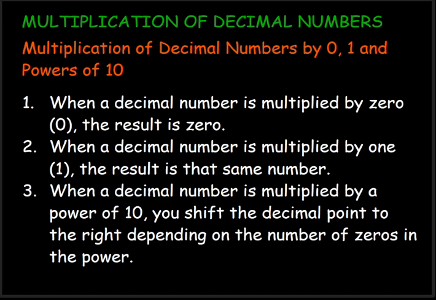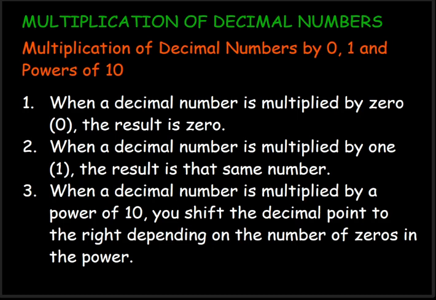Number 1, when a decimal number is multiplied by 0, the result is 0. I think that was the same thing we mentioned when we talked about whole numbers. Any number multiplied by 0 is 0. Number 2, when a decimal number is multiplied by 1, the result is that same number. That was the same principle for whole numbers.